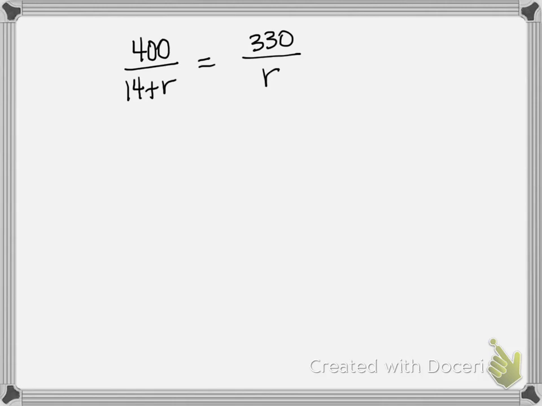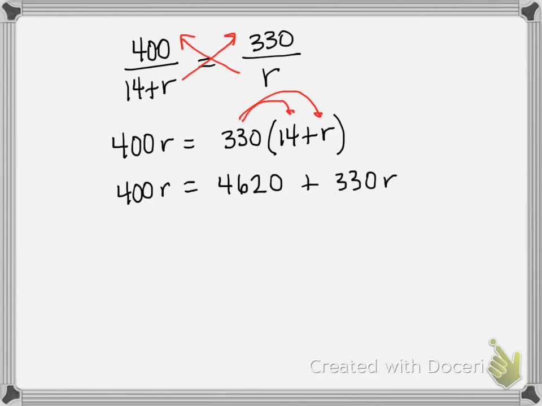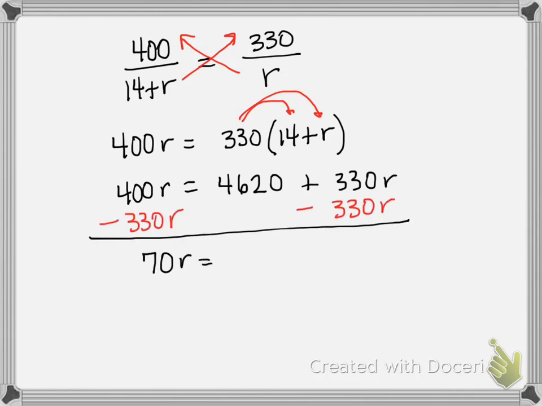So we'll go to the next page and we will start solving that proportion. We've got 400 is to 14 plus R as 330 is to R. Since this is a proportion, we can cross multiply, and we get 400R equals 330 times the quantity 14 plus R. Use our distribution property over addition, and we get 4,620 plus 330R is equal to 400R. We'll subtract 330R to get 70R equals 4,620. Divide by 70, and we get that R equals 66.